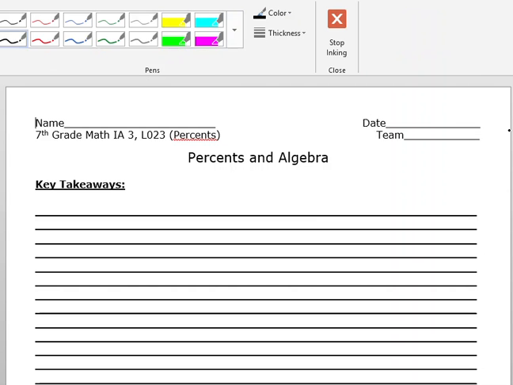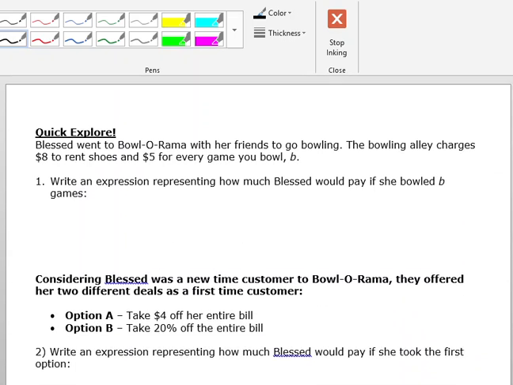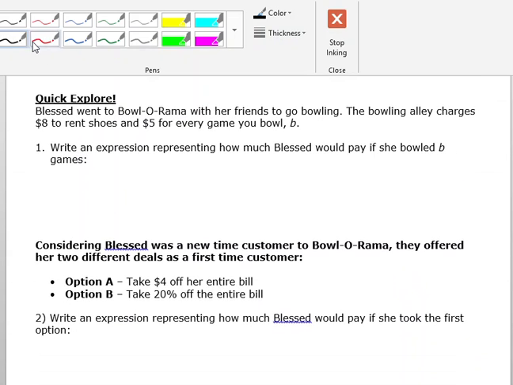All right, gentlemen, we are going to review the lesson from Tuesday, January 23rd, and that is percents and algebra. So let's review our quick explorer.